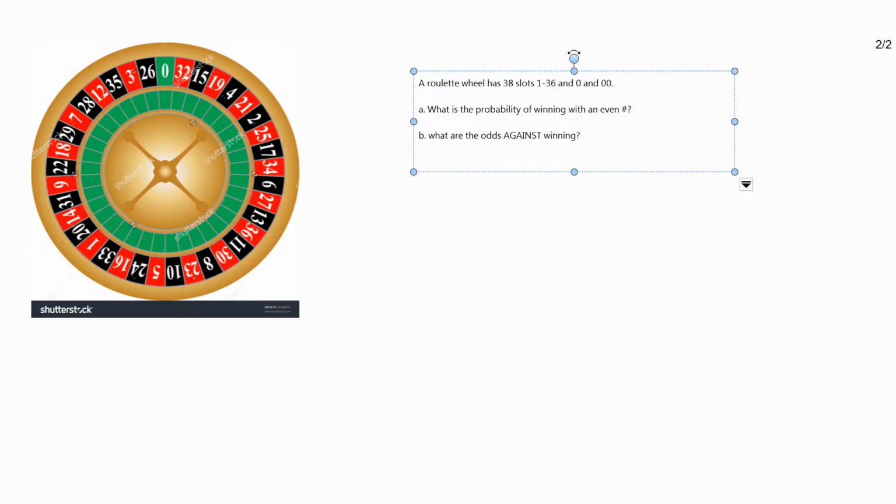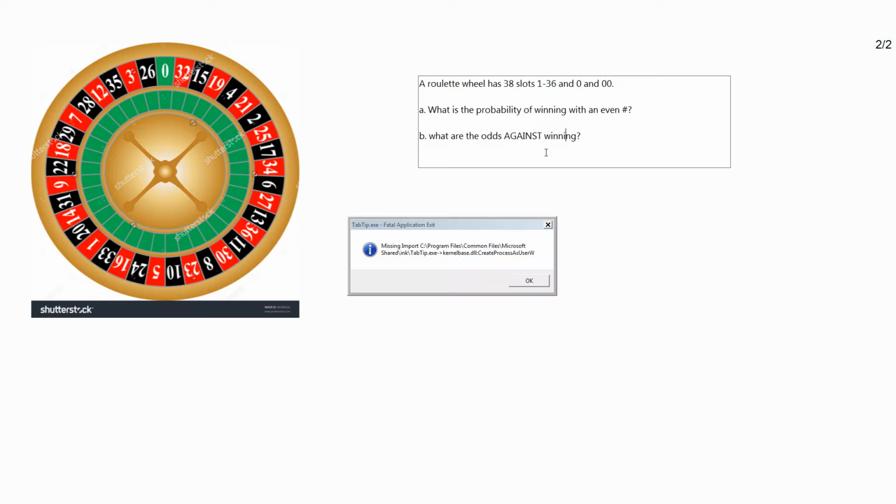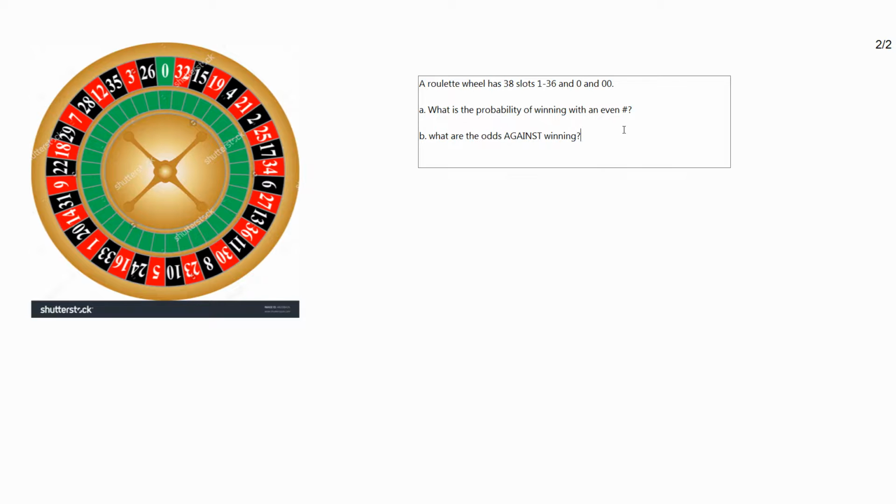Now, they're also going to ask you, might as well go ahead and do this too, because I don't like the question. But C, it's going to say, what if odds against is 1 to 1 and you bet $200? Okay? What if, not what is.